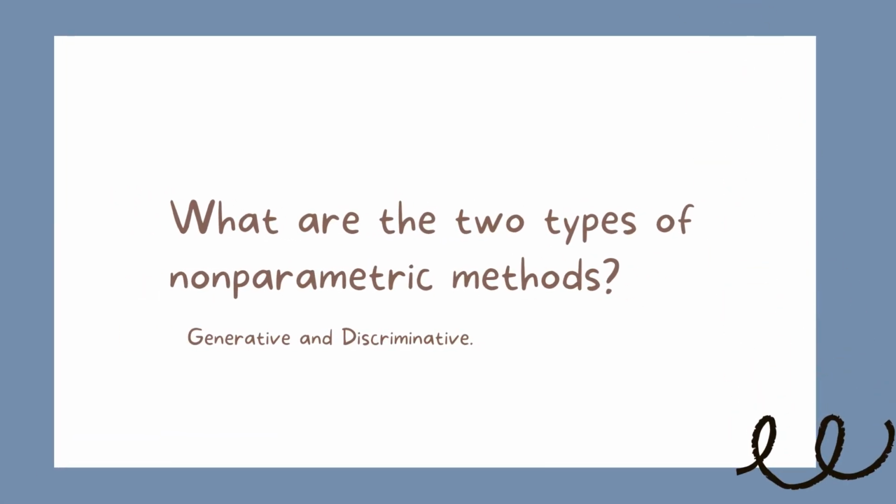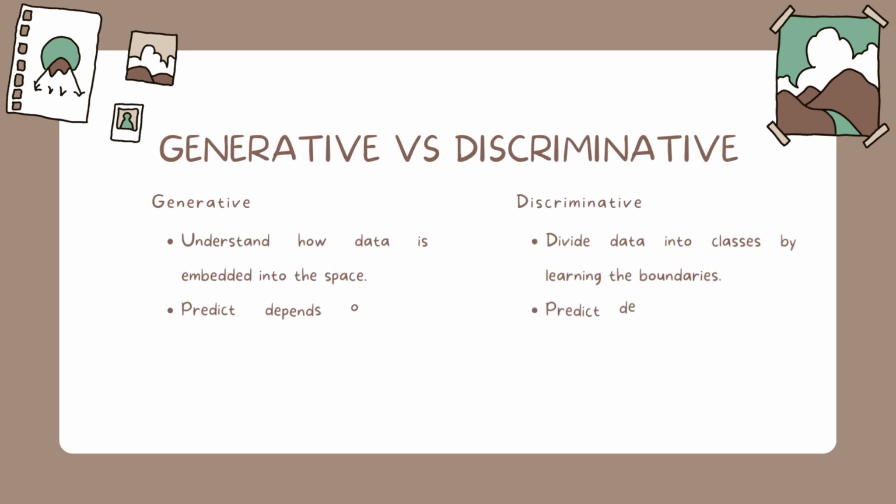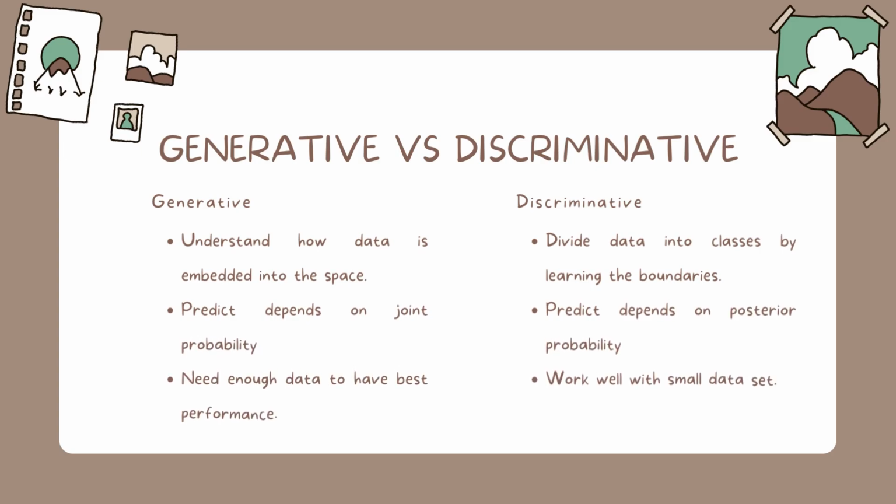What are the two types of non-parametric methods? We have two methods. The first one is generative and the second one is discriminative. Here I will show you the difference between them. In the generative, we have to understand how data is embedded into the space. Prediction depends on joint probability. It needs enough data to have the best performance.